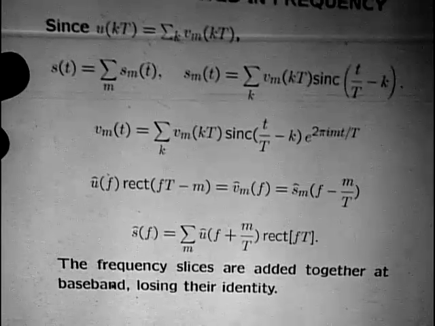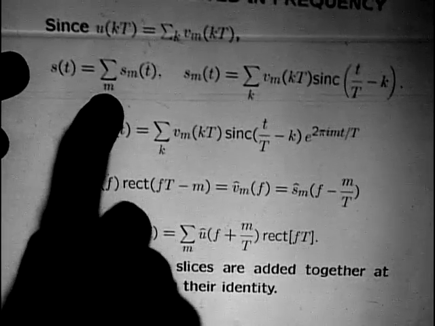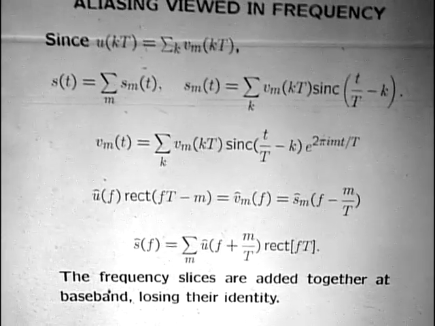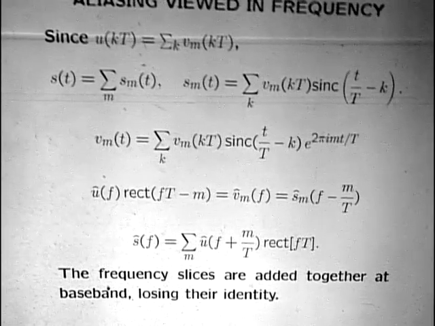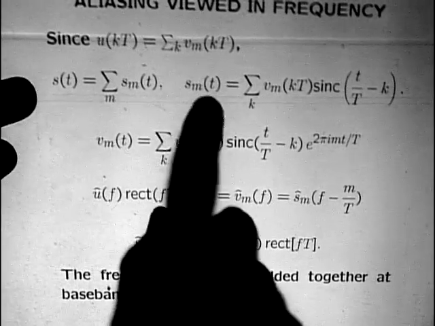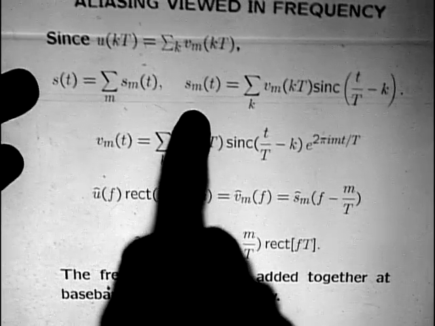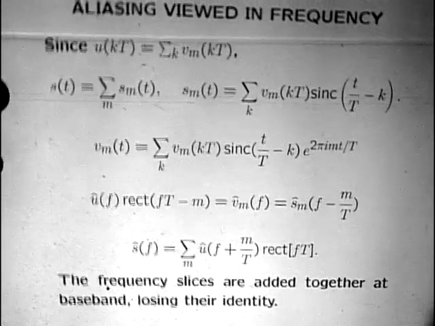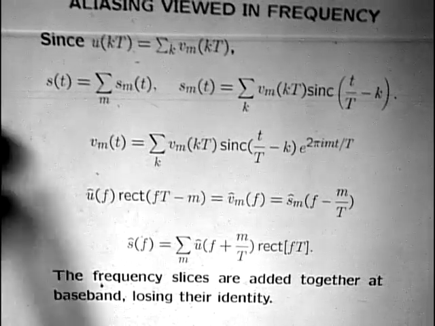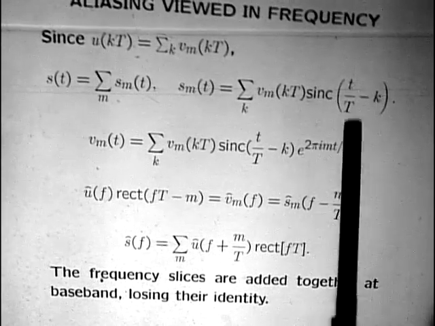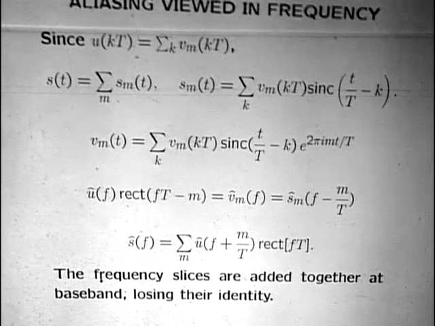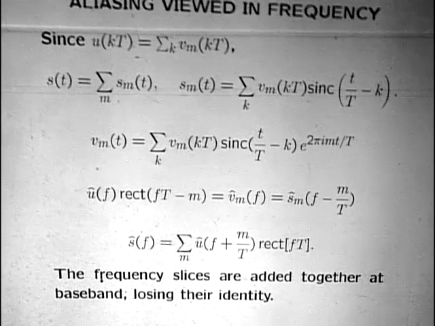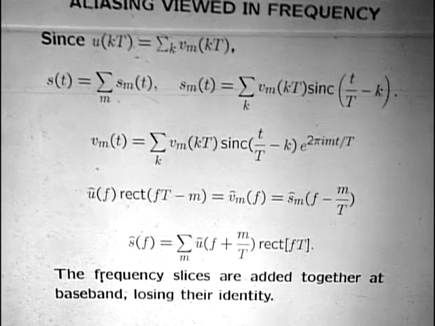Okay, so s of t now. I'd like to split up s of t in the same way that I've split up u of t. I'd like to split up s of t, even though I can't do this from looking at s of t, I can do it mathematically. I want to split up s of t into the contributions to s of t from all of these different bands. So I want to view the mth frequency band as the sum of v_m of kT times sinc of t over T minus k. Namely, look at what s of t was to start with somewhere back here a long time ago.